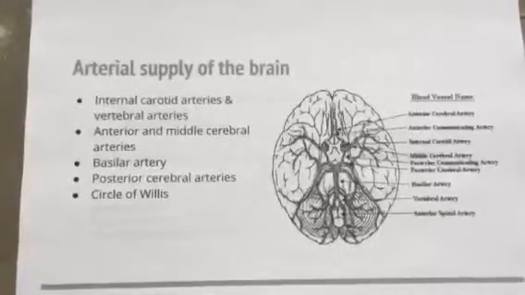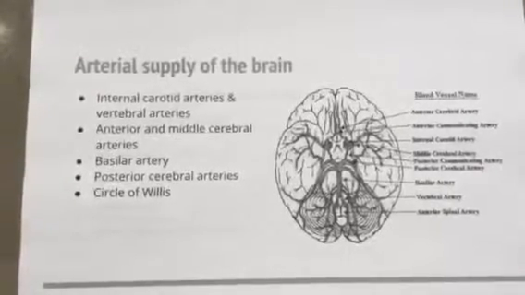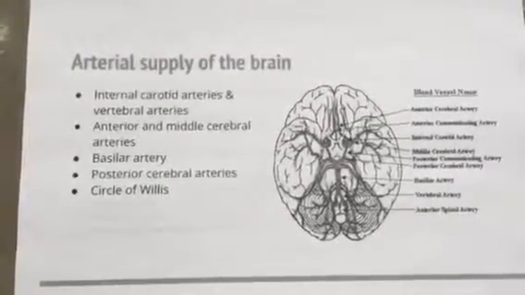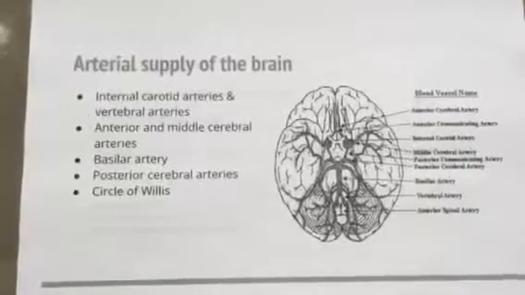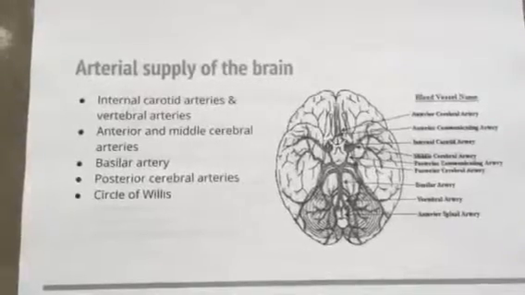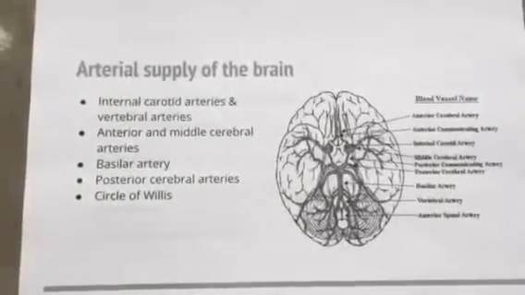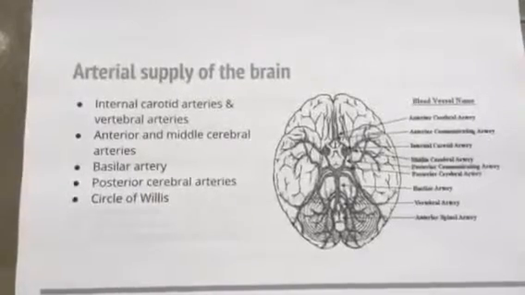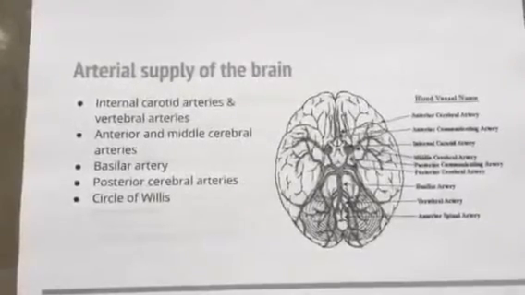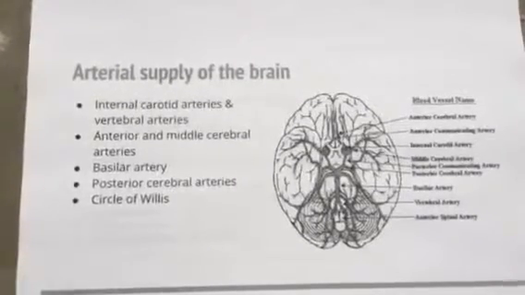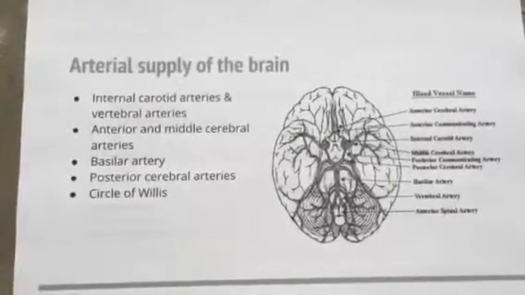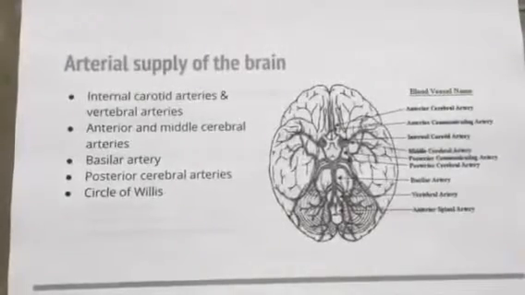Arterial support of the brain and the circle of Willis. The brain is supplied by two pairs of arteries, the internal carotid arteries and the vertebral arteries. The internal carotid arteries run through the neck and enter the skull through the temporal bone. Inside the cranium, they divide into anterior and middle cerebral arteries supplying most of the cerebrum.